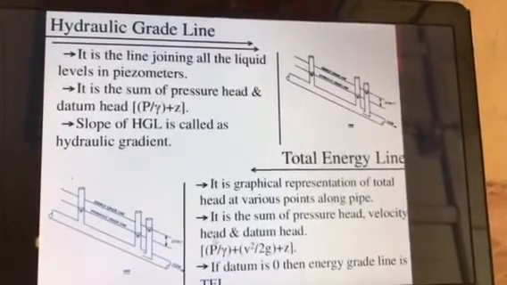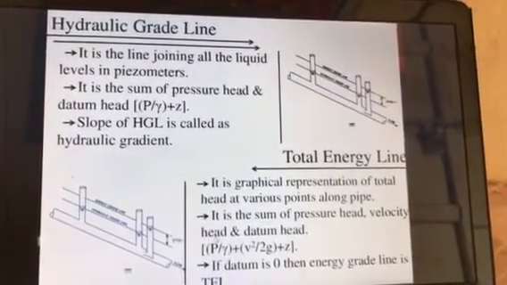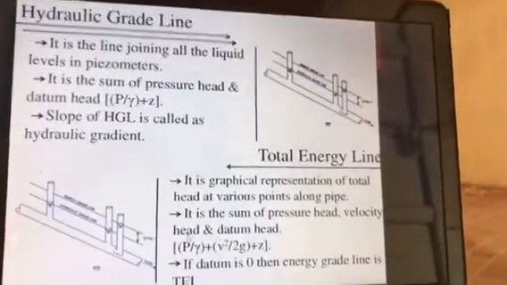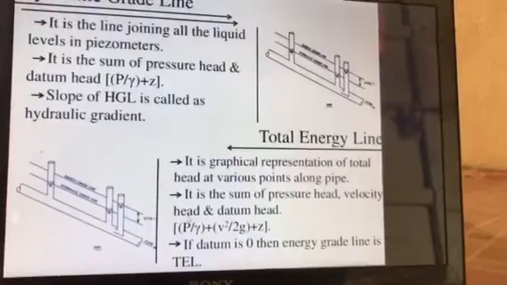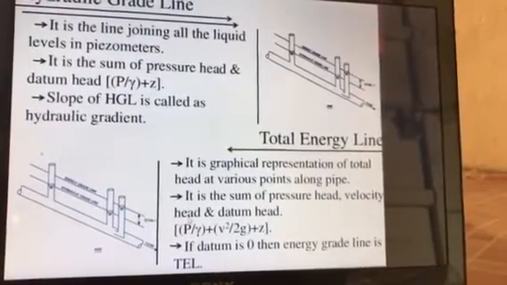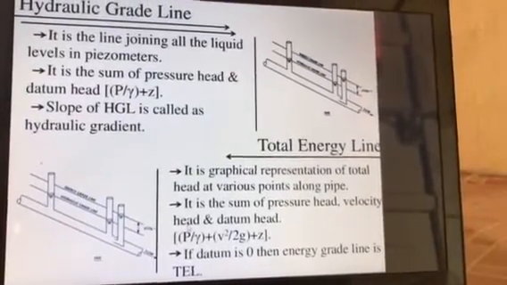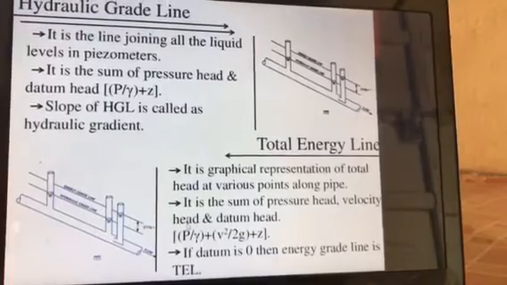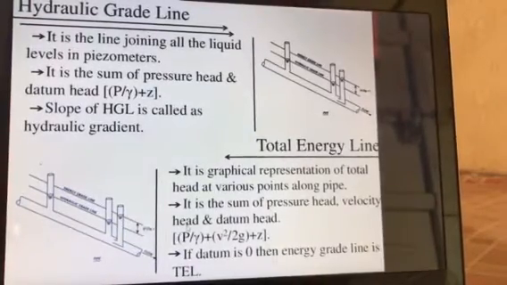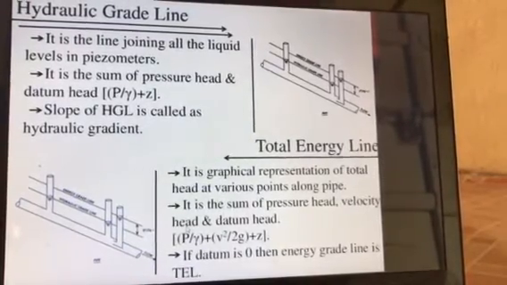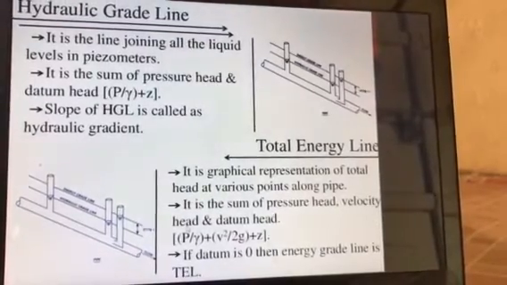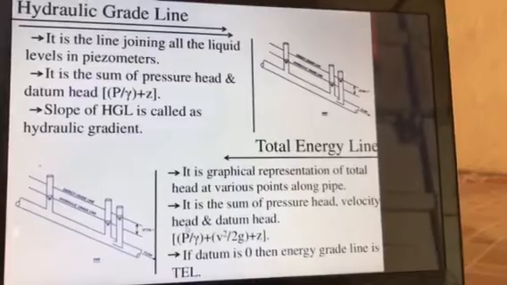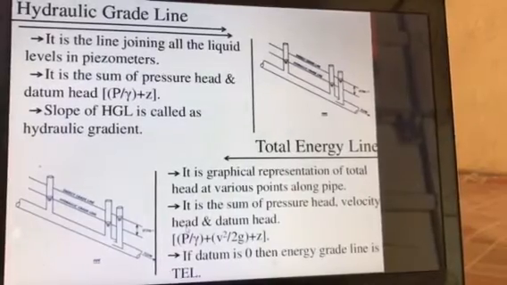So the hydraulic grade line is the sum of pressure head and datum head, and the total energy grade line is the graphical representation of the total head at various points along the pipe. The hydraulic grade line is nothing but the addition of pressure head and datum head, but the total energy line is the graphical representation of the total heads at the various points along the pipes.